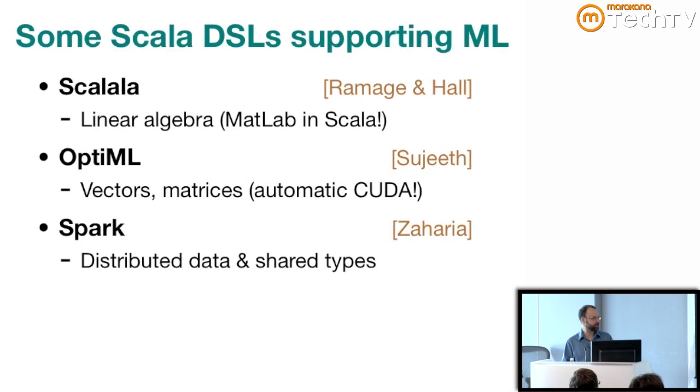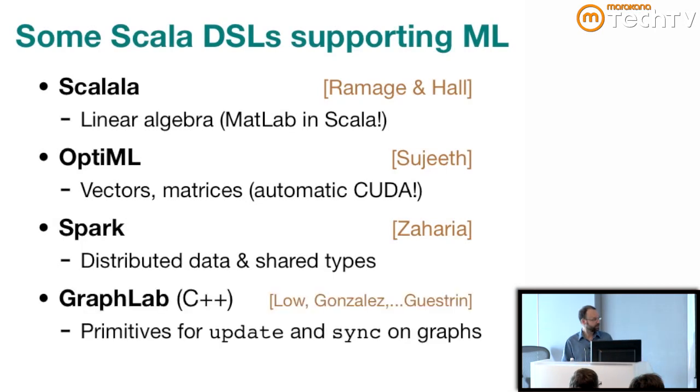Spark is a project out of Berkeley that makes it very easy to handle distributed data and do distributed computation, and has shared types for accumulators that make things quite easy. There's another project at Carnegie Mellon. It's C++, not Scala, but you can think of it as an alternative to MapReduce that has updates not for map and reduce, but for update and sync operations on graphs, which is a very nice fit for machine learning.